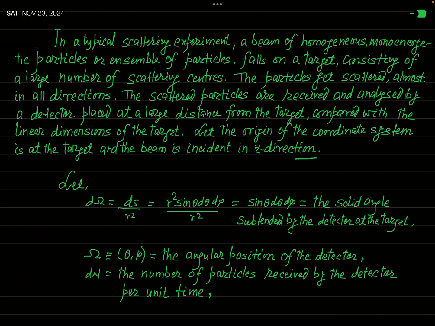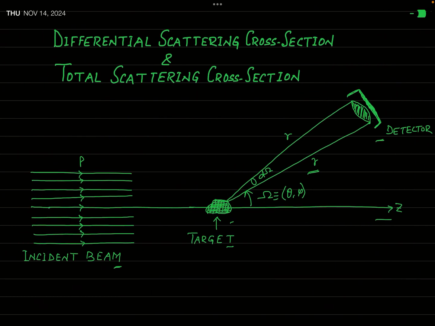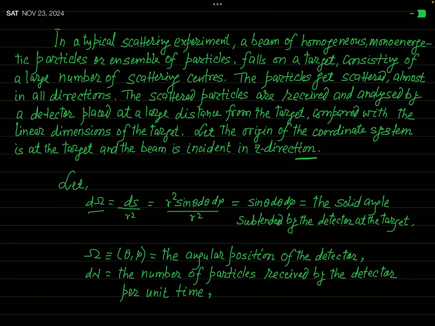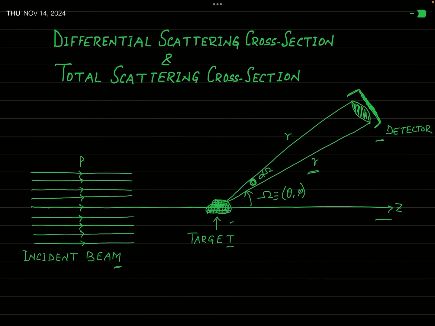Now, for knowing the idea of differential scattering cross section and the total scattering cross section, let us consider this d omega, which I have shown here. You can see this is the solid angle d omega. And you know this d omega is the solid angle subtended by the detector at the target. How is this d omega defined? Solid angle is defined as ds divided by r square, where ds is this elementary area, and r is its distance from this center.